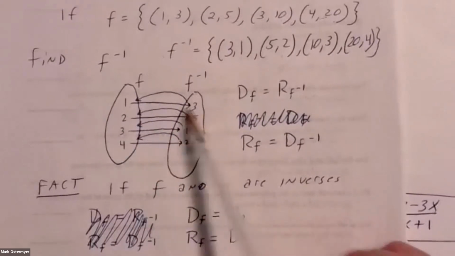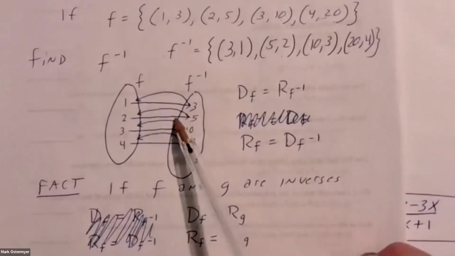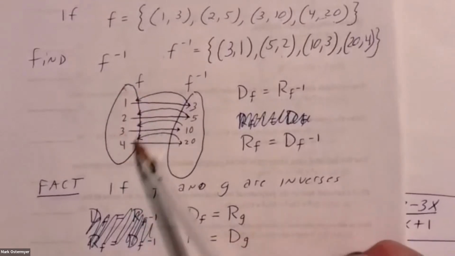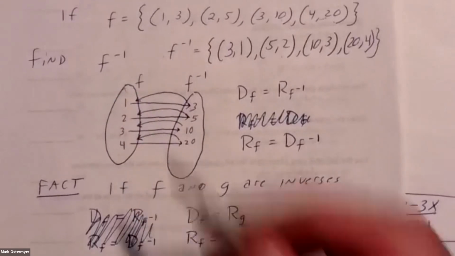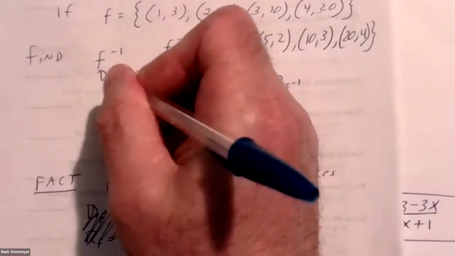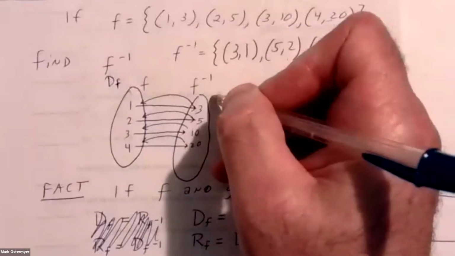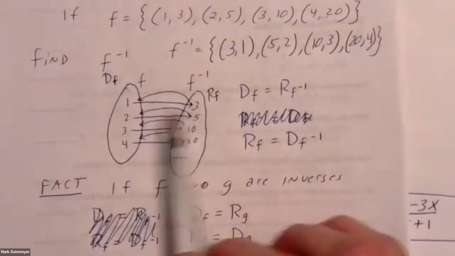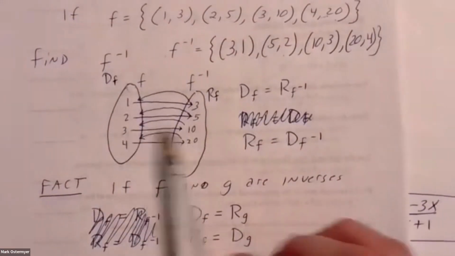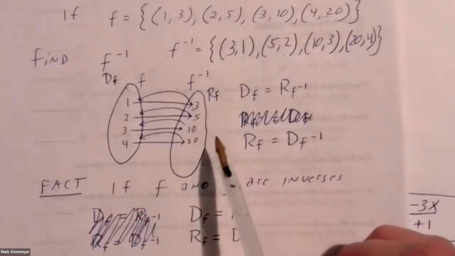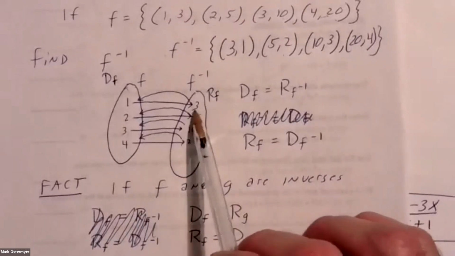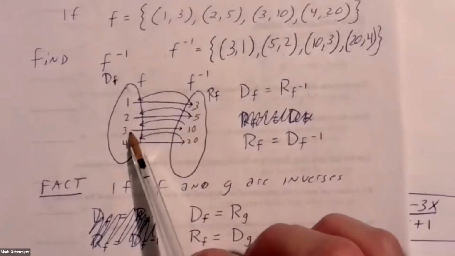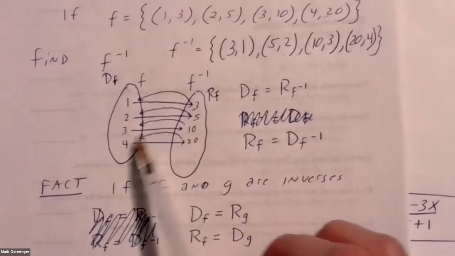This is a pictorial way of representing a function and its inverse. The first set represents the domain of function f. This is the domain of function f. And this set here is the range of function f. 1 gets mapped to 3, 2 to 5, 3 to 10, 4 to 20. The inverse function reverses the role. It takes 3 and maps it back to 1. 5 gets sent back to 2, 10 gets sent back to 3, 20 by the inverse function gets sent back to 4.